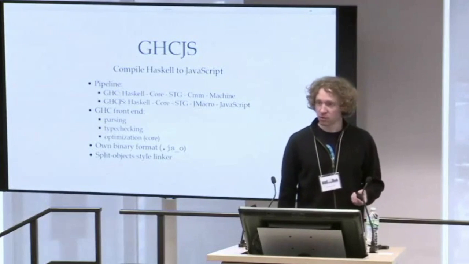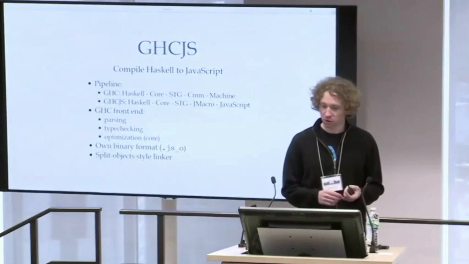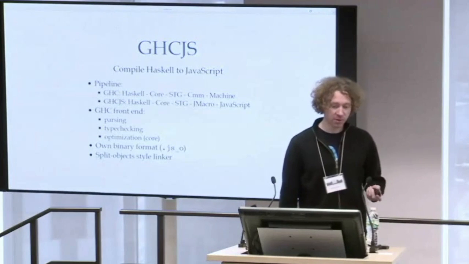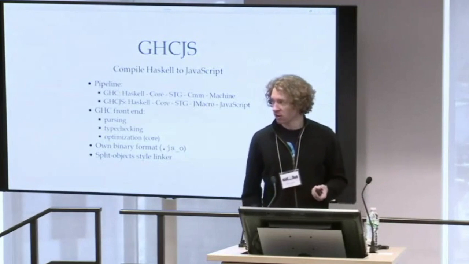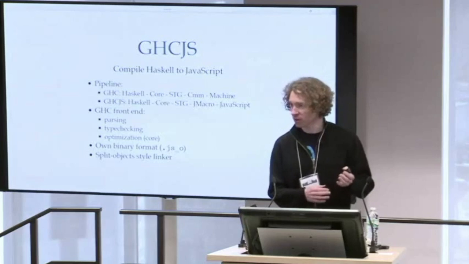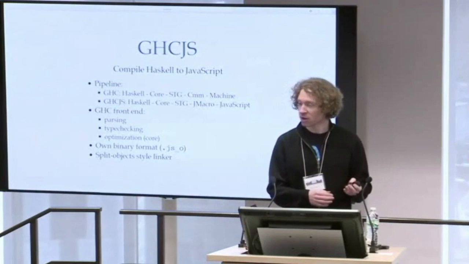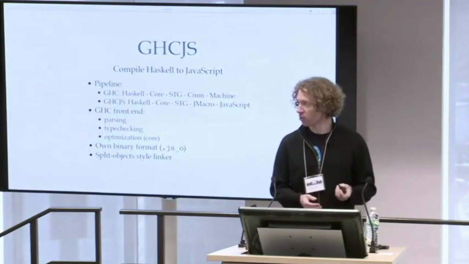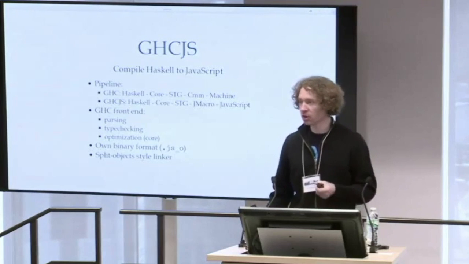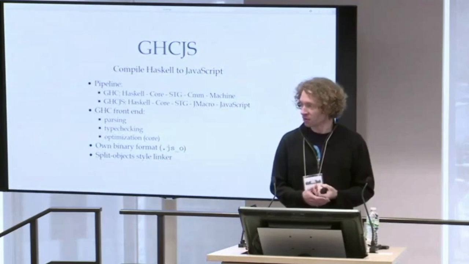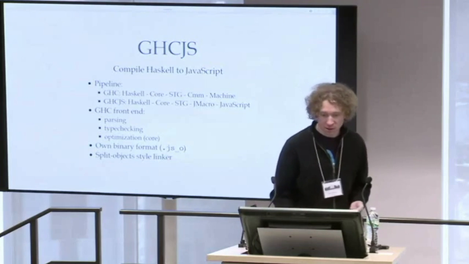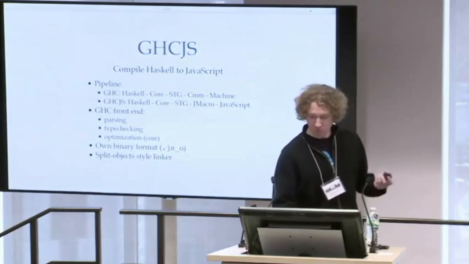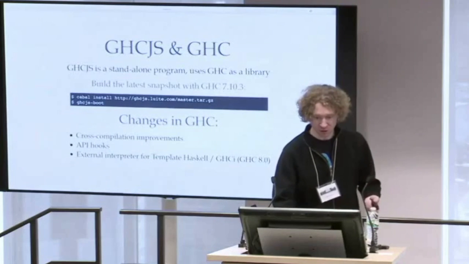So GHCJS has its own binary formats, JS_O files. It has its own package database. It has a split object style linker, which means that if you have a program, GHCJS will start from the main action and trace the whole graph of every function that's reachable through there, or every top level symbol, and it links those in. So you don't need to link a whole library or everything from a library. If you need a few small things from it, GHCJS takes care of that automatically. And that's just fairly straightforward.